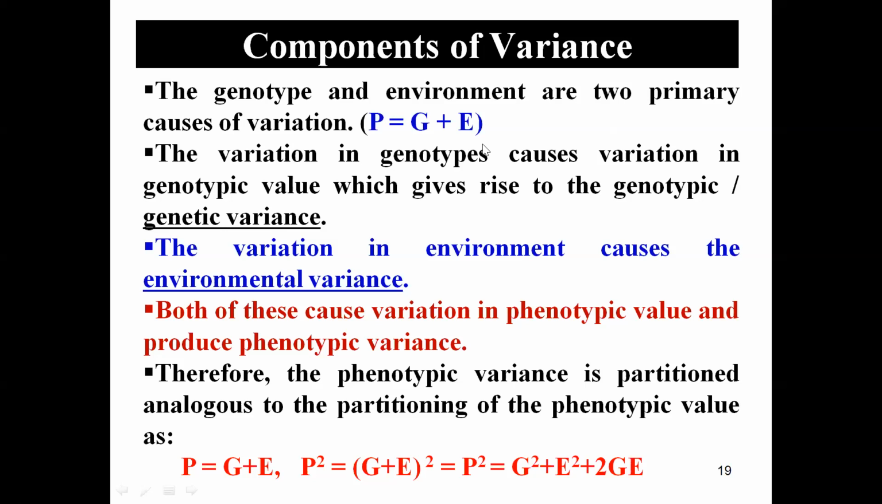Okay, we were talking about standard error. Standard error is standard deviation divided by under root n, and it is measured for uncontrolled variation. Now, what are the components of variance? We know that P is equal to G plus E.